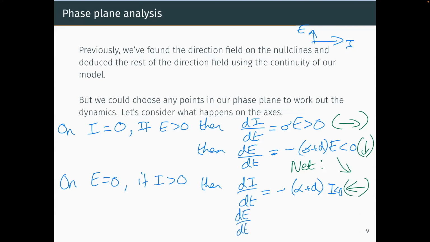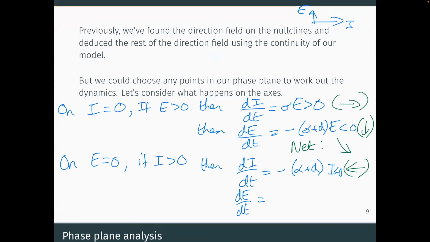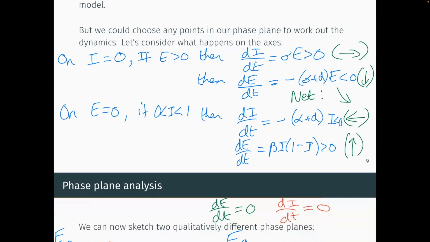And dE/dt, previously we had, or rather the equation is beta I times 1 minus I. So beta I times 1 minus I, that's our new infections. And then we had a term here, which was minus sigma plus d times E. But if you recall, we're setting E to be equal to 0 because we're on that second axis. And this here is going to be positive. In fact, let's be a little bit more correct and say if I is between 0 and 1, so we're not at either 0 or 1. This is then always positive. And so our net movement has to be going up and to the left.